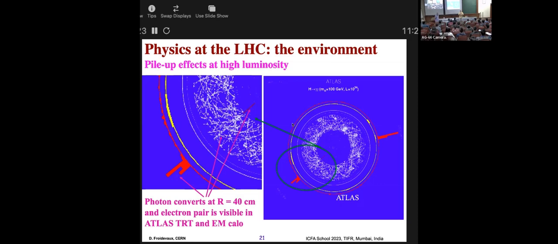And this efficiency loss will result in an efficiency loss in reconstructing tracks. But this is something very graceful, very soft, because you have many hits per track. So you lose one layer, it doesn't matter that much.